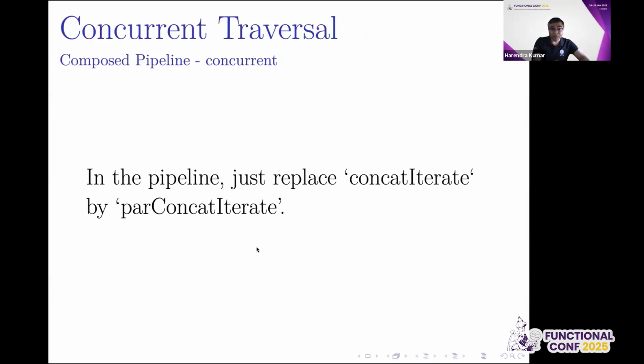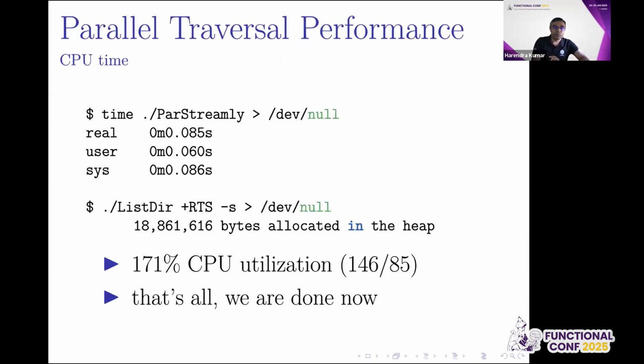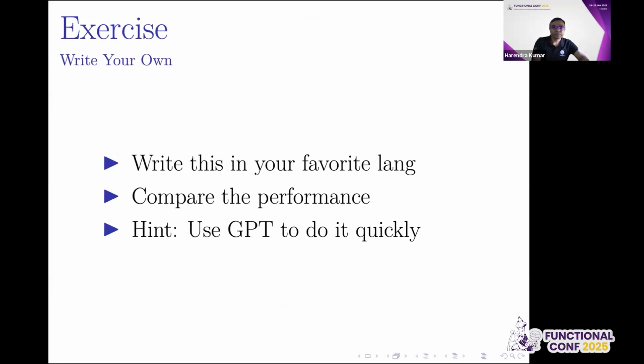Now let's come to concurrent traversal. Up to now, we were doing serial traversal only. So in the pipeline, we'll just replace concat iterate with par concat iterate. And now we got 171% CPU utilization. So our time got reduced to 85 millisecond. The CPU time, as you will see, is 146 millisecond, but the real time is 85 millisecond because we are using 2 CPUs now. So that is the best that we could get from this.